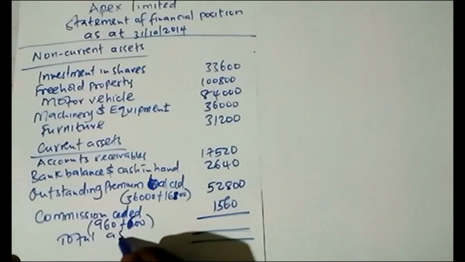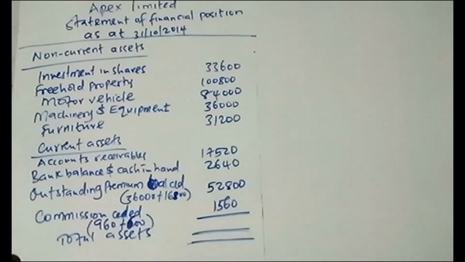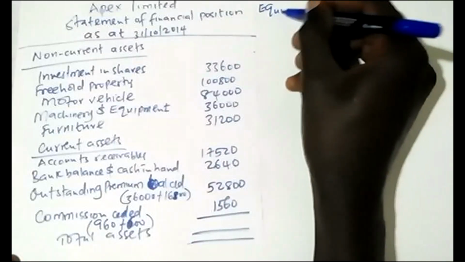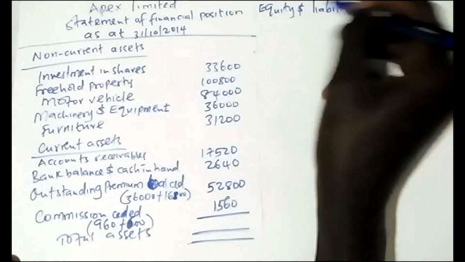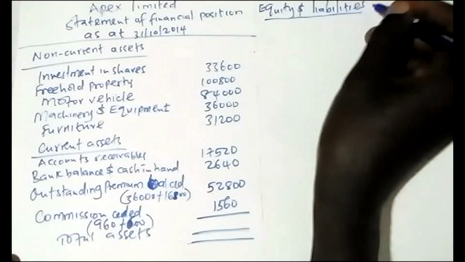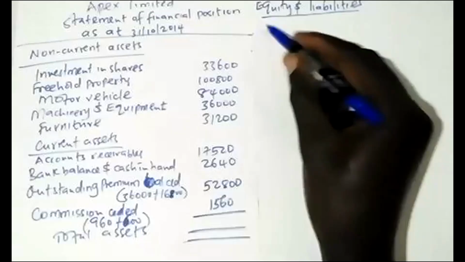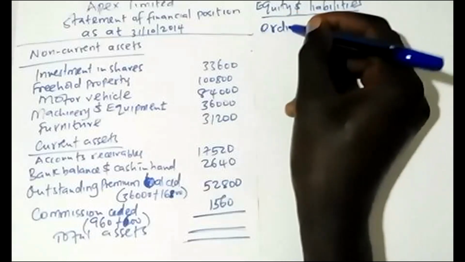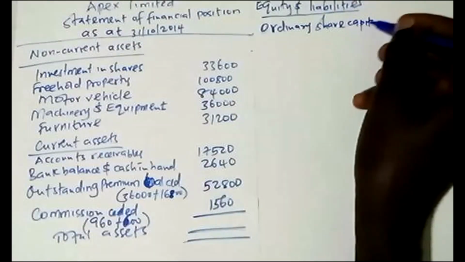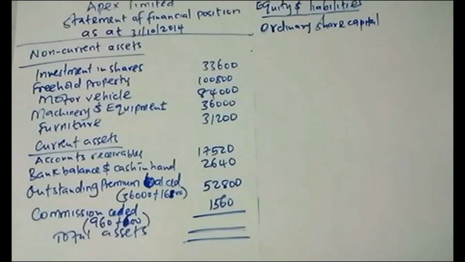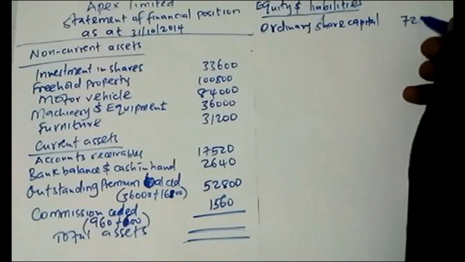We have the total assets. So after the total assets, we have to talk about equity and liabilities. So let's talk about equity and liabilities. Of which there was a capital, there was ordinary share capital. I remember the ordinary share capital was 72,000 because I did 5% of that to get the proposed dividend. So I remember it's 72,000.